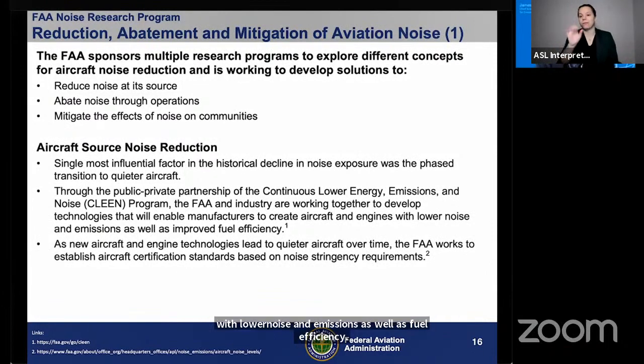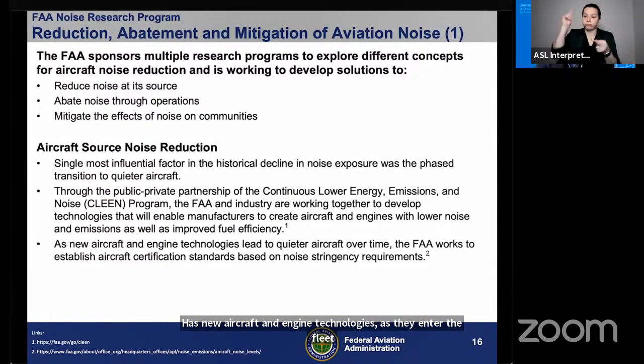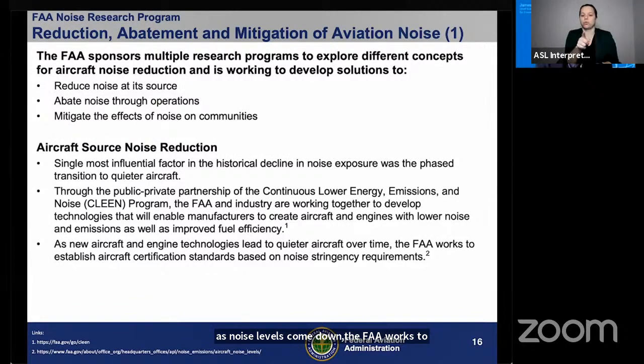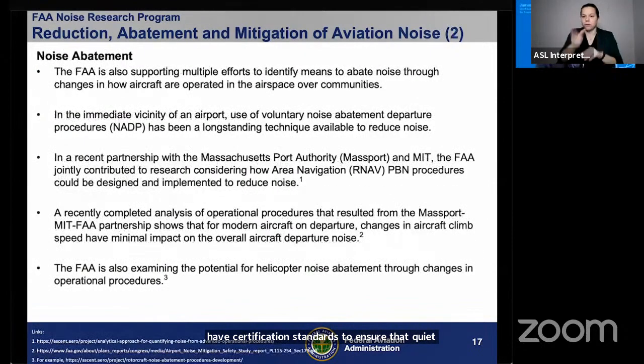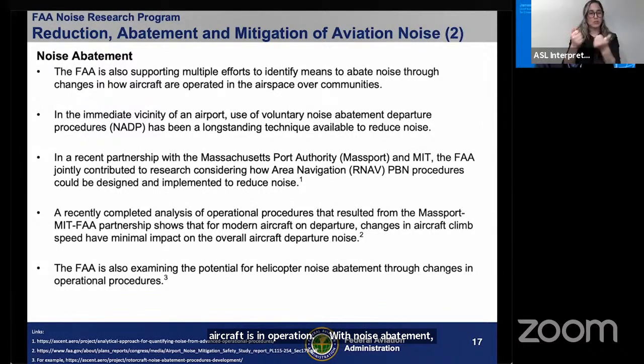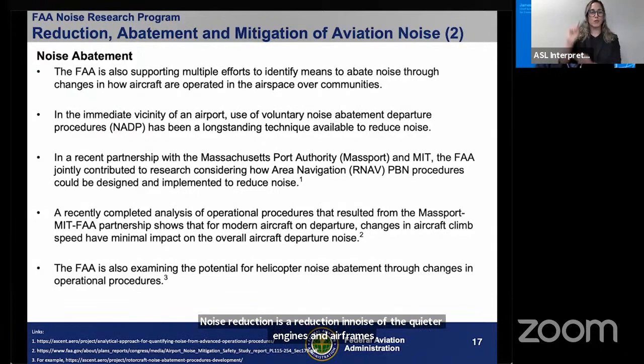And then as new aircraft and engine technologies enter the fleet, as noise levels come down, the FAA works to establish aircraft certification standards to ensure that the quietest aircraft are in operation. So in terms of noise abatement, the FAA is supporting multiple efforts to identify means to abate noise through changes in how aircraft are operated in the airspace. So noise reduction is a reduction in noise at the source, so quieter engines and airframes. Noise abatement is to reduce the noise through the operation of the vehicle.